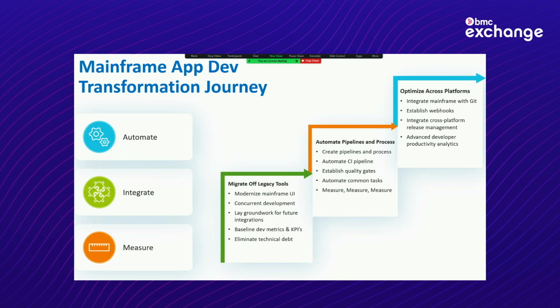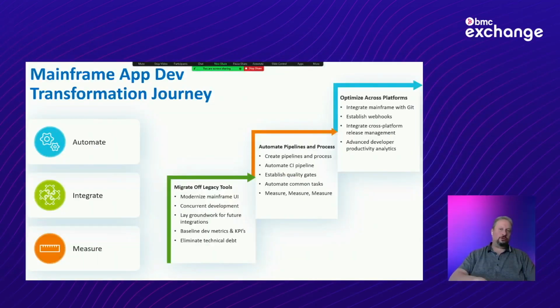So the next step was automating the pipelines and processes. Create those pipelines. Automate your CI. We were able to reuse the pipelines that we had built on the distributed side for our mainframe. There was really no reason to create something different.